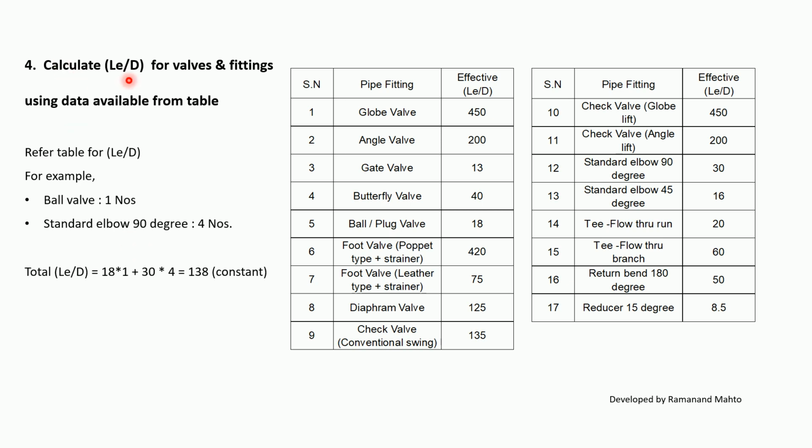Point number 4. Calculate equivalent L by D for the valves and fittings using the data available. So these are the valves and fittings, and the corresponding equivalent L by D is also given. For example, if you want to calculate the total L by D for a ball valve, number 1, and a standard elbow 90 degree, which is 4, then the total L by D will be: 18 is for the ball valve, so 18 into 1, plus 30, where 30 is for a standard elbow 90 degree, into 4. So the total will be 138 equivalent L by D.